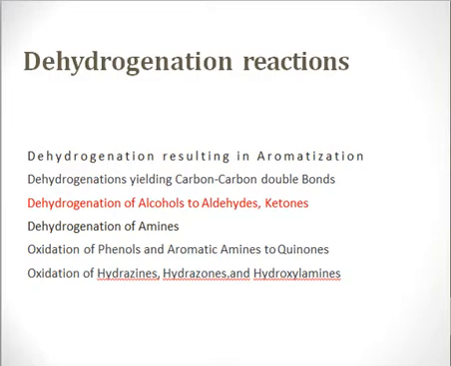Since that involves loss of hydrogen, loss of hydrogen is one of the types of oxidation process, right? So oxidation reactions are defined as the process in which there is a loss of electron or loss of hydrogen or gain of oxygen. Since we are discussing the loss of hydrogen, therefore dehydrogenation reactions are actually oxidation reactions. So far we have discussed the dehydrogenation reactions that resulted in aromatization. Also we have discussed the dehydrogenation reactions that yield the formation of a carbon-carbon double bond. And today we will be discussing the dehydrogenation of alcohols to form aldehydes and ketones.